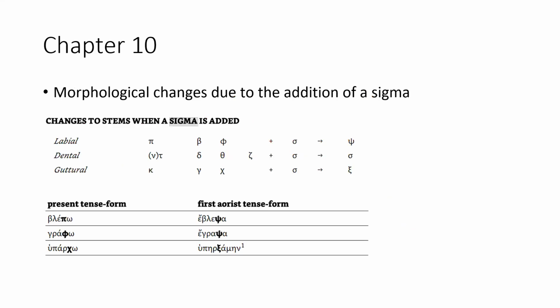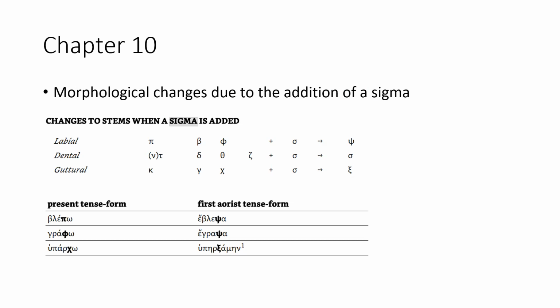Right, morphological changes due to the addition of a sigma. So changes to stems when a sigma is added. So you've got labial, this is pi, beta, and theta. And when you get a sigma added to that, you end up with the ps sound because of the sigma being added, and so you end up with psi as the letter.